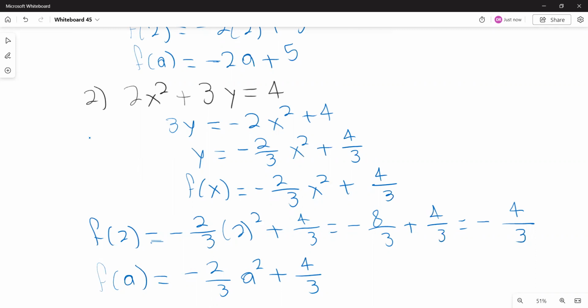And the last part is when a function is increasing, decreasing, or constant. So I'm going to copy all this information and show you graphically what that means.